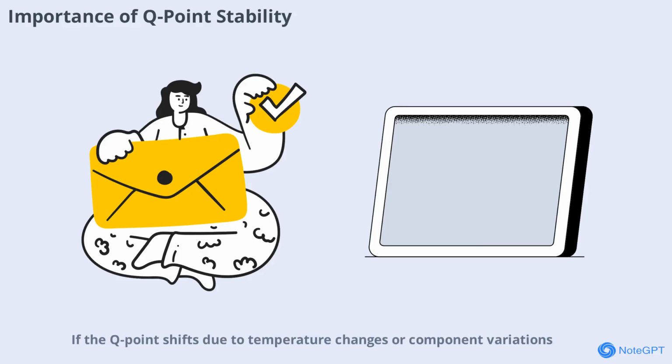If the Q point shifts due to temperature changes or component variations, the amplifier may distort the signal or even stop working. That's why careful design and biasing are essential to maintain Q point stability in practical circuits.